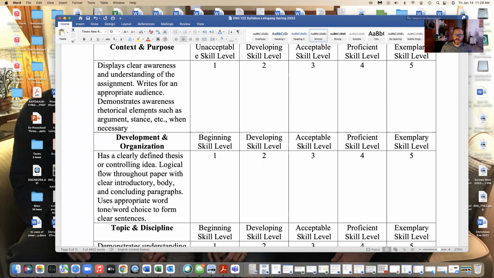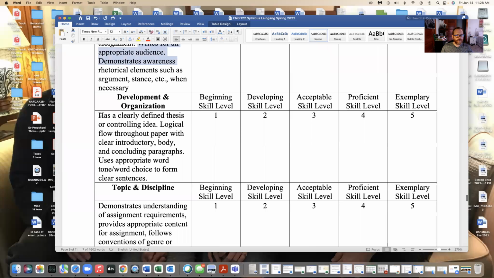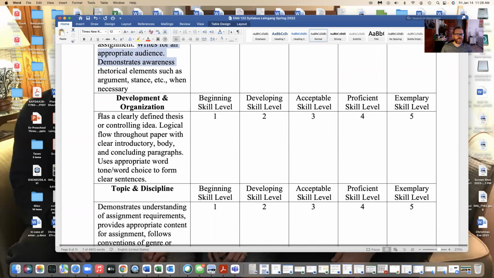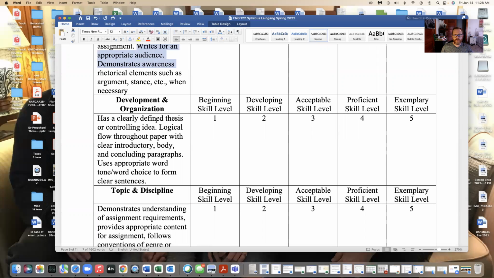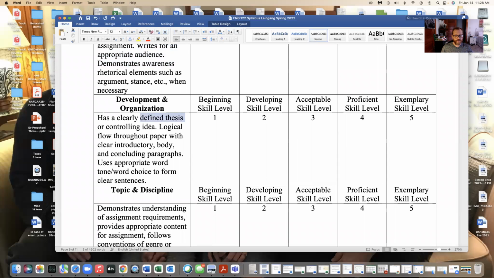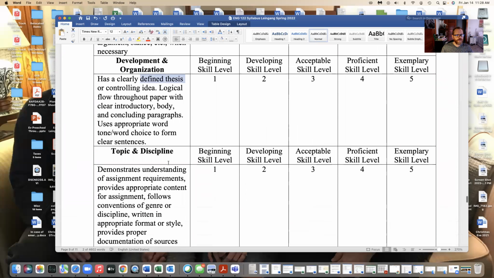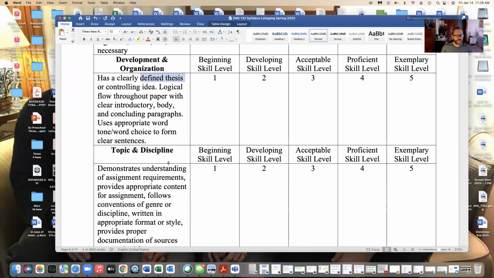Context and purpose. Are you doing what the assignment asks? Are you writing for the appropriate audience? Are you understanding what's going on? Or are you just writing your traditional paper that you think was cool in high school or whatever? Development and organization. Does it flow logically and in a way that's clear? Do I know what it is you're trying to do in this paper? That's your defined thesis or your controlling idea. And can I see that it's being done?